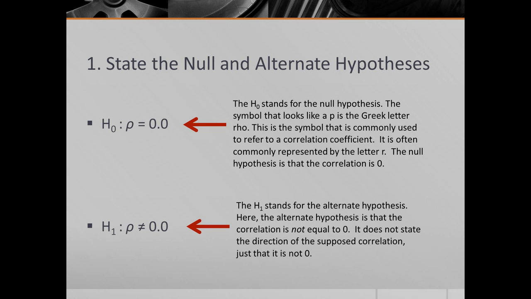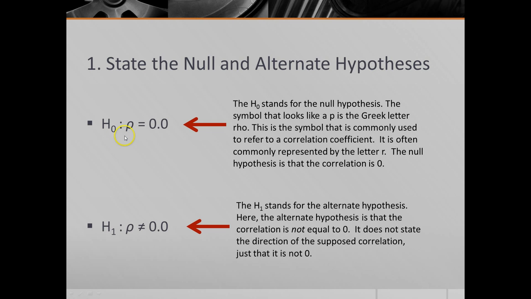So the first step is to state the null and alternate hypotheses. Remember, H0 stands for the null hypothesis. H1 stands for the alternate hypothesis, or the research hypothesis. Sometimes you'll see an HA for alternate, and they basically mean the same thing as far as we're concerned. Then you have the colon, and then we have rho equals 0.0. It's pronounced rho. It's a Greek letter. It kind of looks like a P.